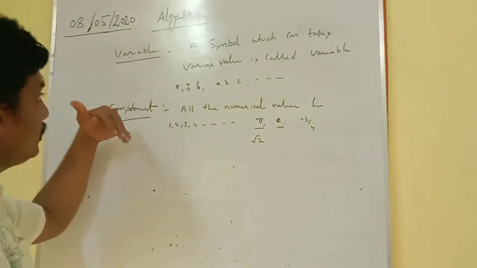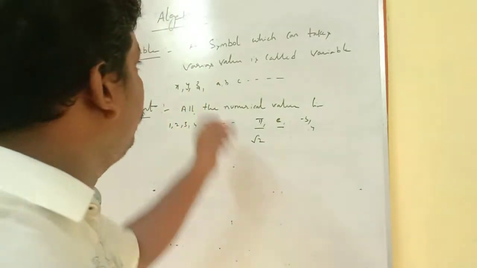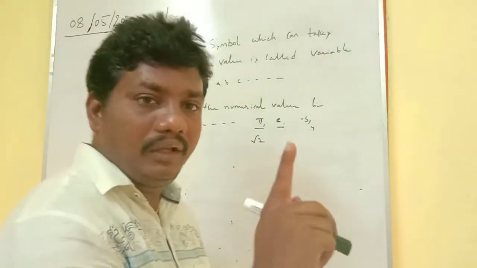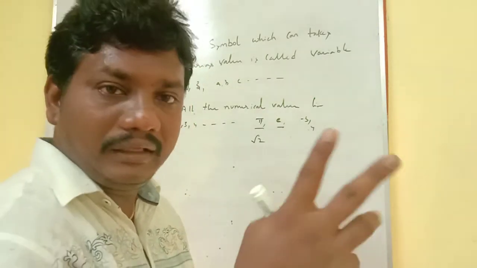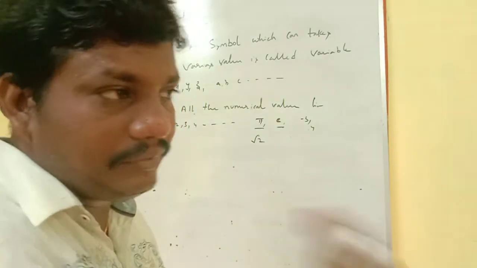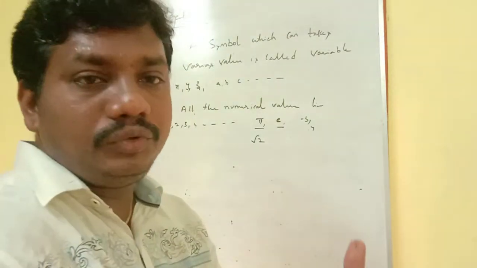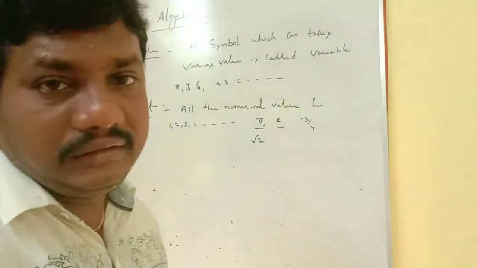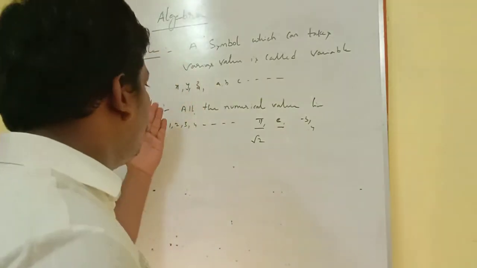Why are we taking variables and constants in algebra? You know the name of an animal, the zebra. We have observed two types of colors, black and white stripes. So a zebra is a combination of two colors. Coming to algebra in our mathematics, this is also a combination of two different types of quantities, variables and constants.